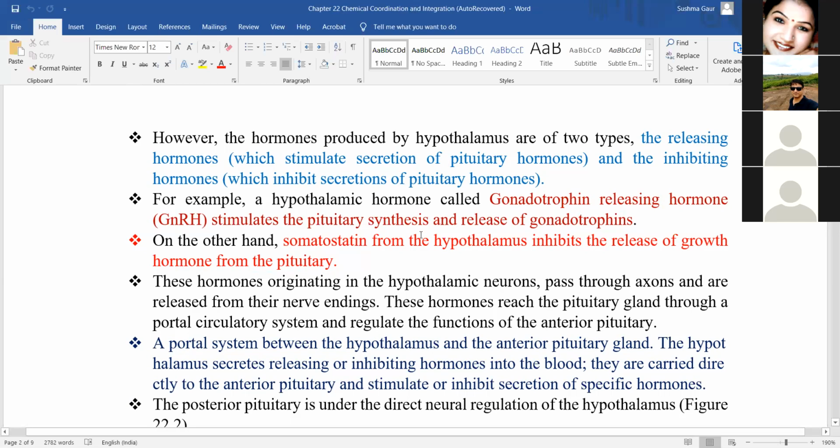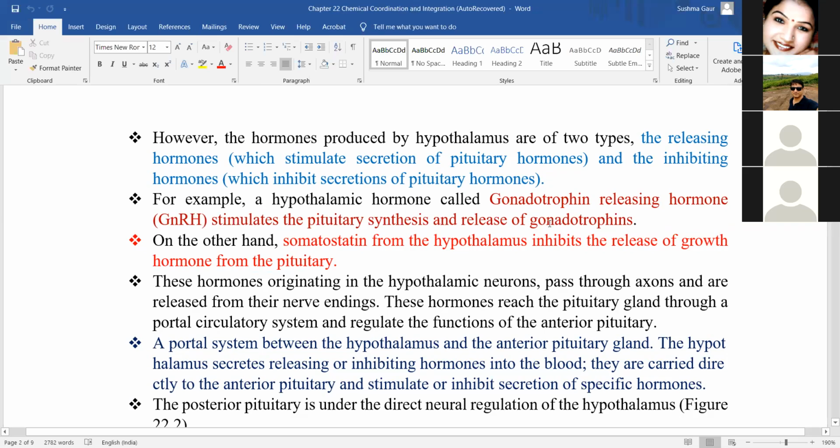The hypothalamus hormone known as gonadotropin. What is the function of gonadotropin? If the question is asked, you have to answer. It is the releasing hormone known as GnRH, the name of a hormone that stimulates the pituitary synthesis and release of gonadotropins. Now, is it understood? Gonadotropin releasing hormone, in short GnRH. It is the hormone produced from the hypothalamus, and it will stimulate the pituitary synthesis and release of gonadotropins.